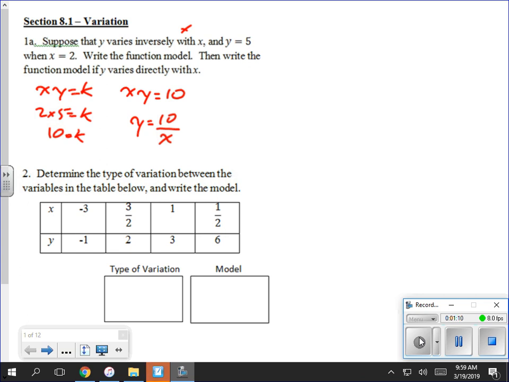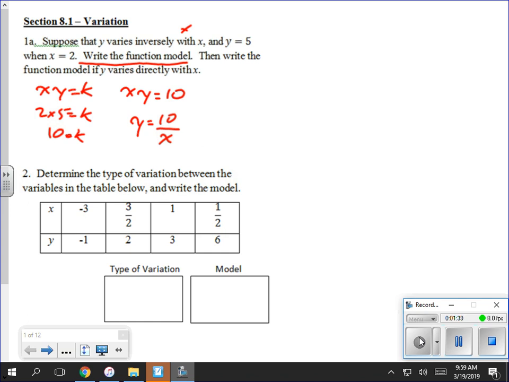Okay? 10 equals k is not. No. Because of this line right here. Write the function model. K is not my function model. K is just my constant of variation. The function model has to use x and y and k. I have to put the number in there. I have to write the function that fits that. X times y equals k. What is k? K is 10. 5 by 2, you get 5.